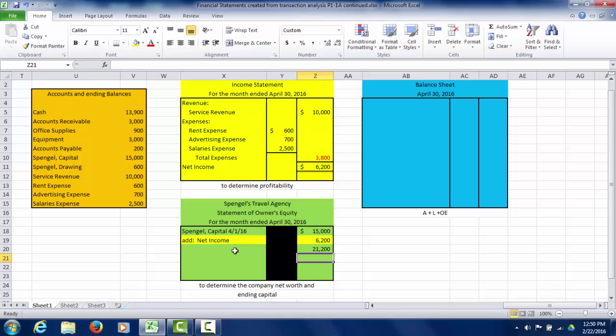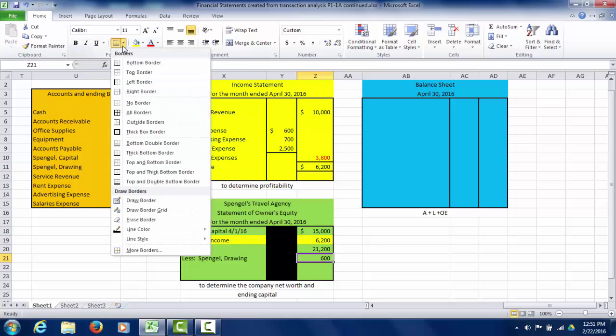So when I do that, I'm now up to 21.2. In this one column design, we don't really have a fancy name for this 21.2, so the word subtotal will suffice. Then what we want to do is subtract out our drawing account. So Spengel drawing, and the amount of the draw, if you recall, was $600.